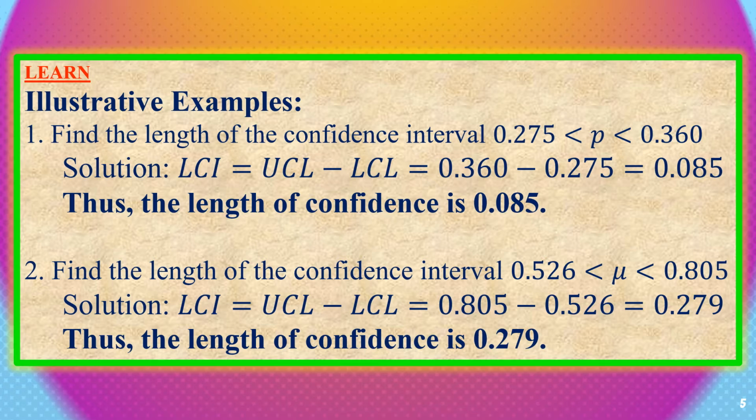So for number 2, find the length of the confidence interval mu greater than 0.526 but less than 0.805. So for your solution, LCI equals UCL minus LCL equals 0.805 minus 0.526 equals 0.279. So thus the length of the confidence interval is 0.279.